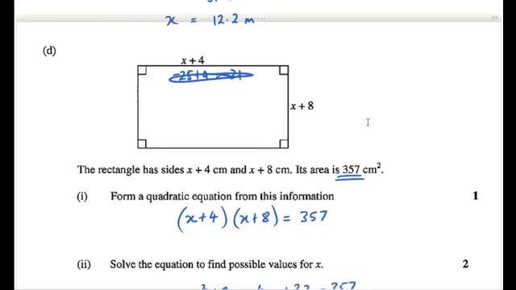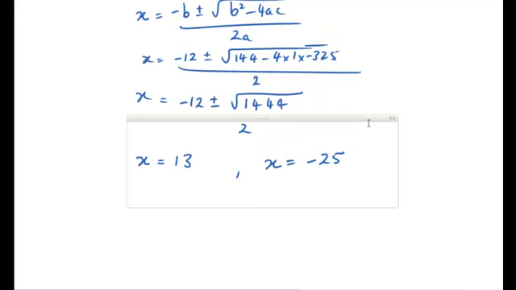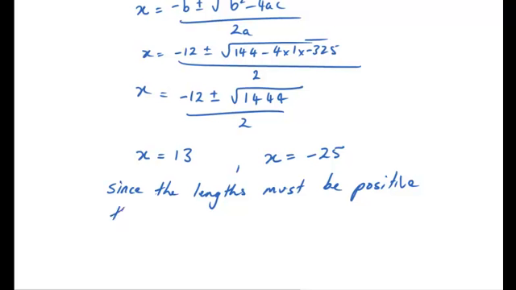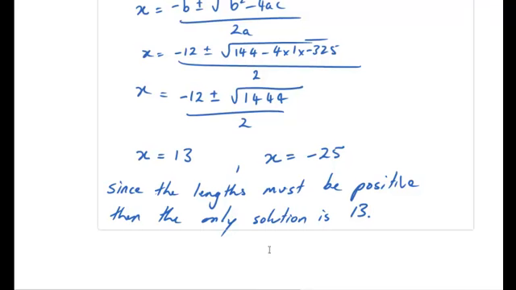Alright, so you need to come back down here, and to get that very last mark, you need to say that since the lengths must be positive, then the only solution is 13. Alright, so pretty hard mark to get, but it is the last question on the paper. Alright, and that's the end of it.